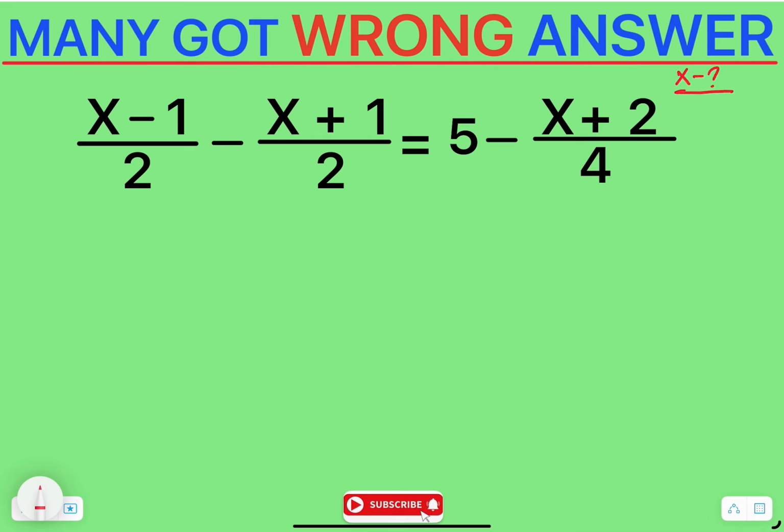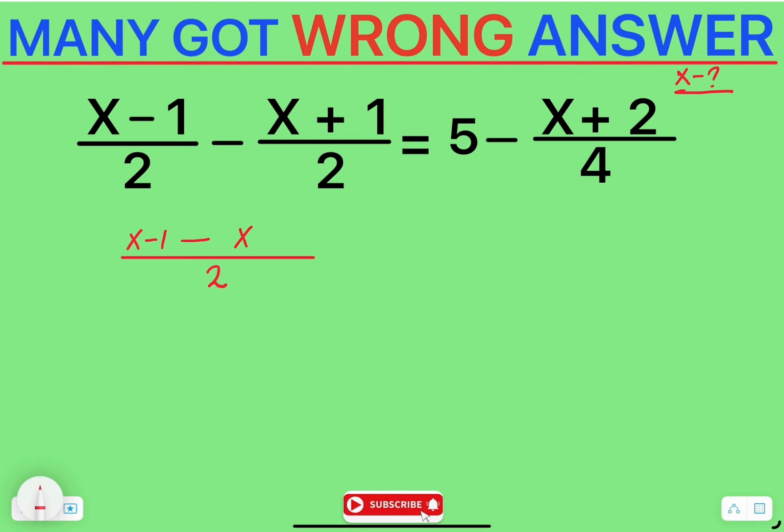To solve this equation, for the left side we have fractions, right? We have to find the lowest common multiple, which is 2 in this case. Both fractions have 2 as denominator. We need to subtract only numerators. We have x minus 1 for the first fraction minus, so here we have x plus 1, right?